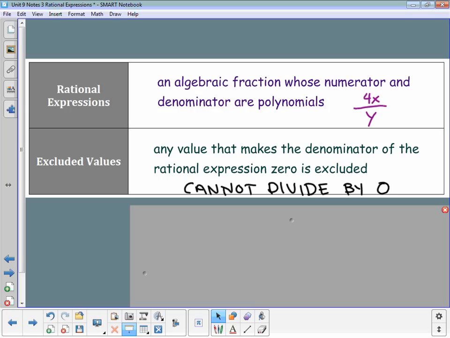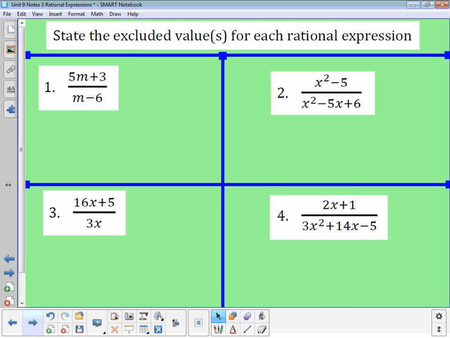Okay, so let's start out by finding that. We're going to see if we can figure out what those excluded values look like. It says in numbers 1 through 4, state the excluded values for each rational expression. It may only be one, it may be more than one. In number 1, I am looking at the expression 5m plus 3 divided by m minus 6.